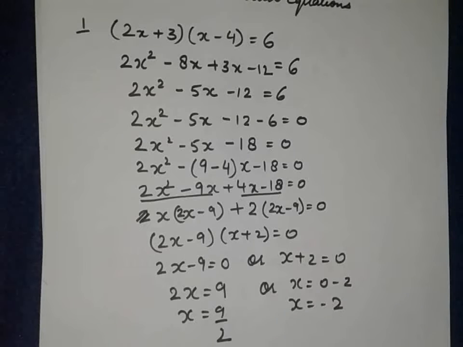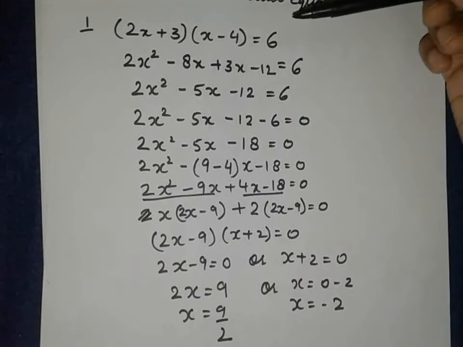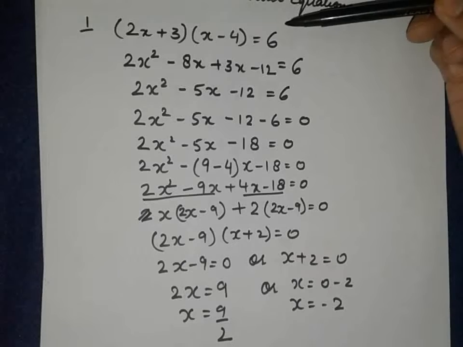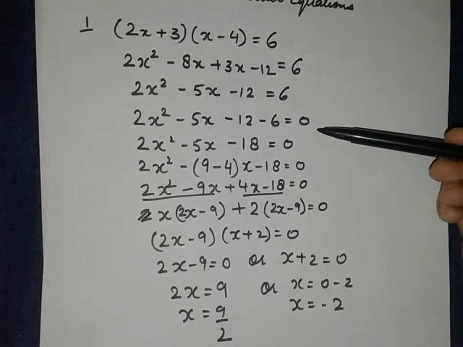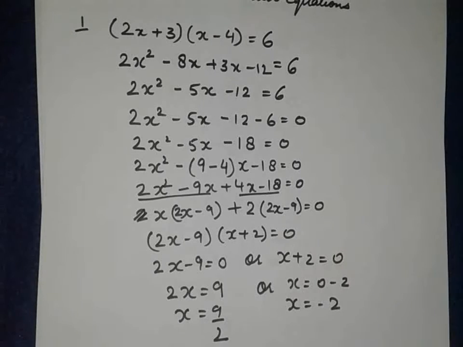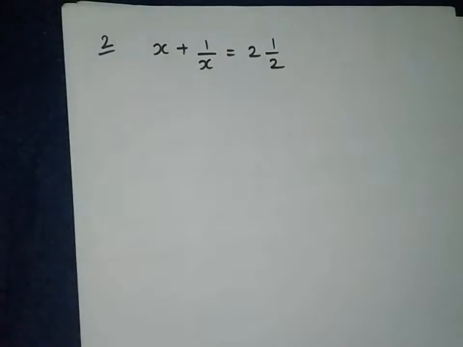This is the solution. So if two brackets are given in a product and the result is not 0, we first open the brackets, transpose everything to the left hand side, make the right hand side 0, and then solve by the previous method, that is by factorizing the expression on the left hand side.